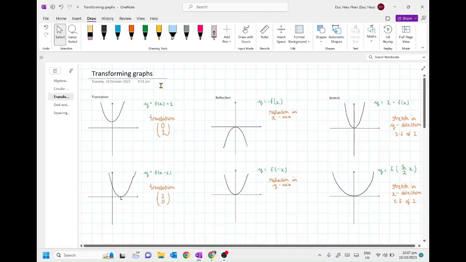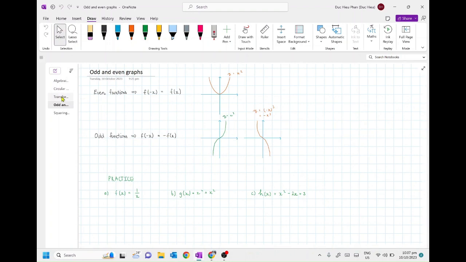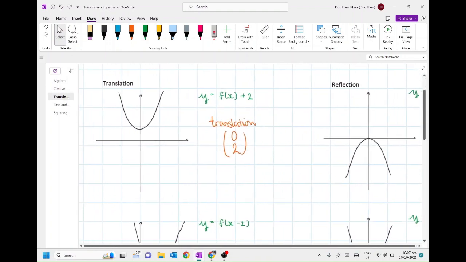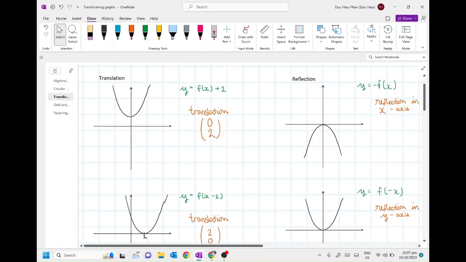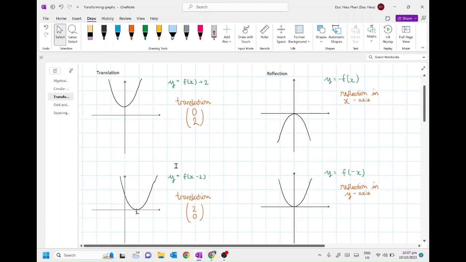Hello everyone. Today we're going to look at transforming graphs and odd and even graphs. So let's start with transforming graphs. To translate a graph, you add or minus to the function or x.